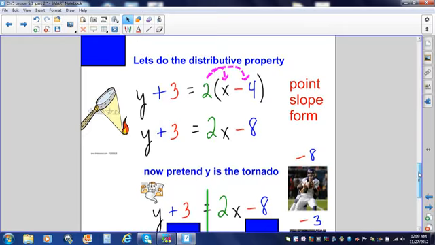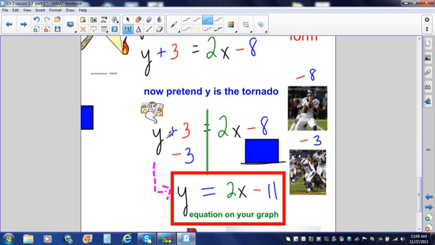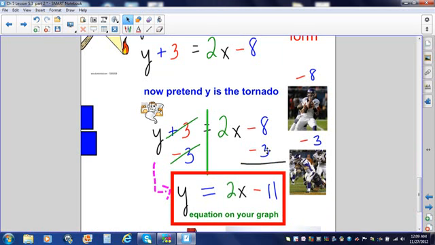Now pretend that y is a tornado. I need to move the +3 away from the tornado. Inverse of adding 3 is to subtract 3. Bada bing, bada boom. These cancel. Make sure you're writing this in your spiral. On the other side, you're going to subtract 3. Whatever you do to one side, you do to the other. I get stuck at -8 and -3.